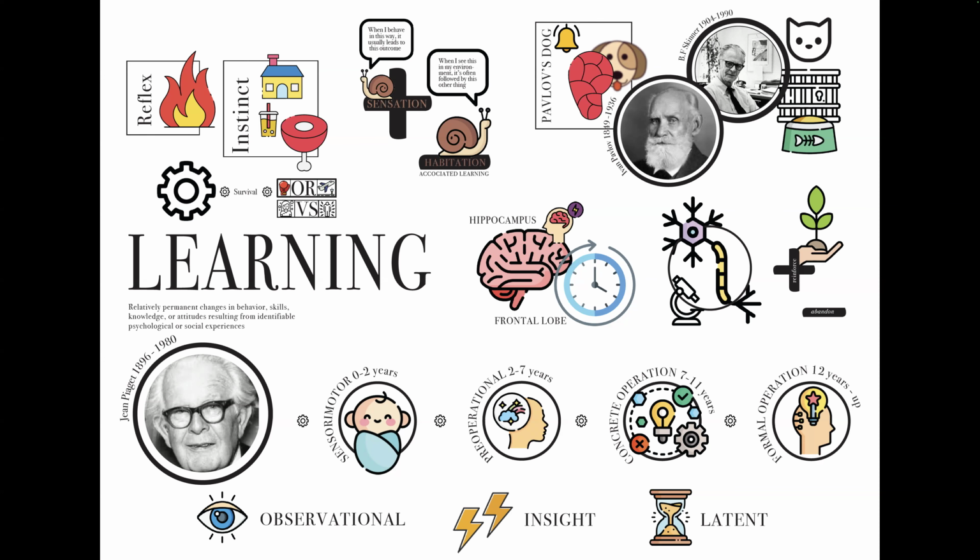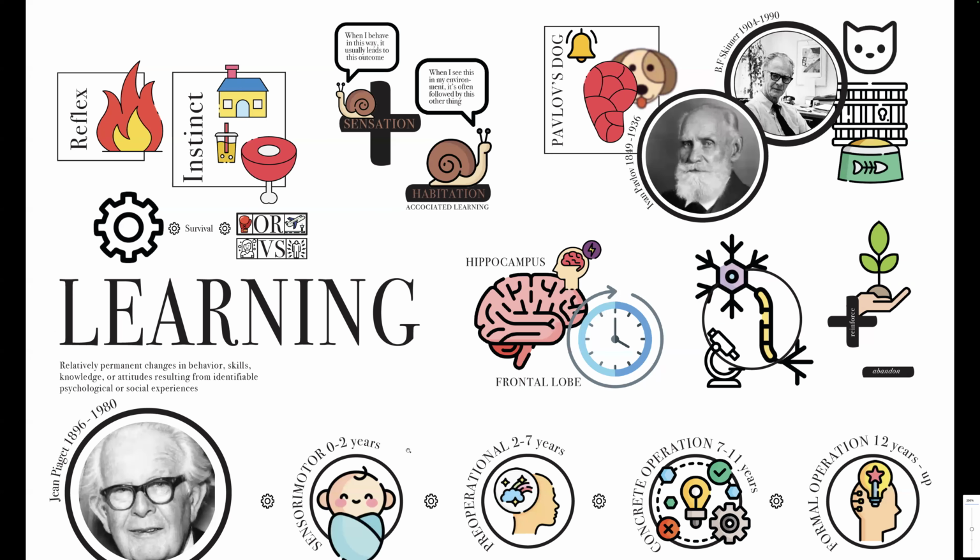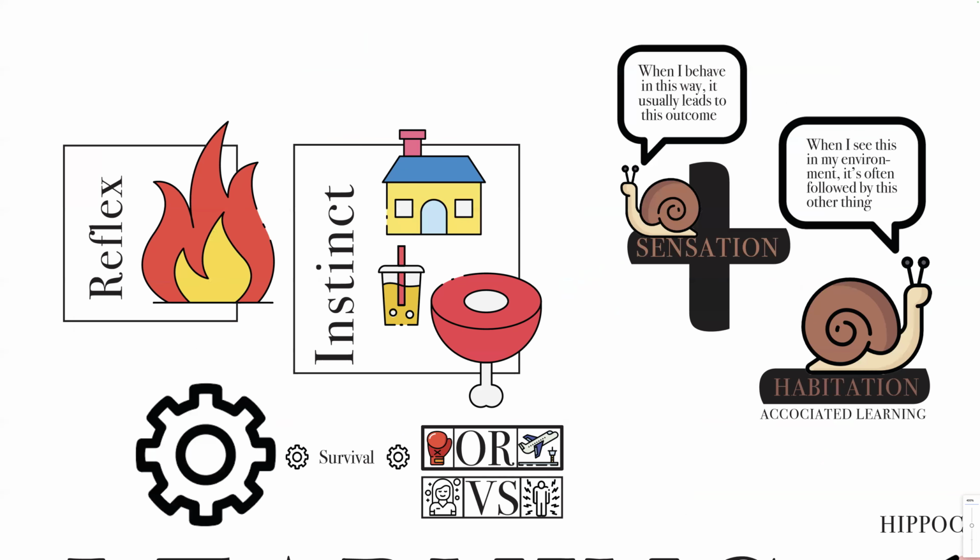So, with that said, we're going to start up in this top left-hand corner. There are two types of learning to start with. We're going to look at instinctual and reflex. Instinctual, if you think of our brain as a computer, is kind of like the preloaded software to perform certain tasks. So we have an instinctual ability to seek out food, water, and shelter.